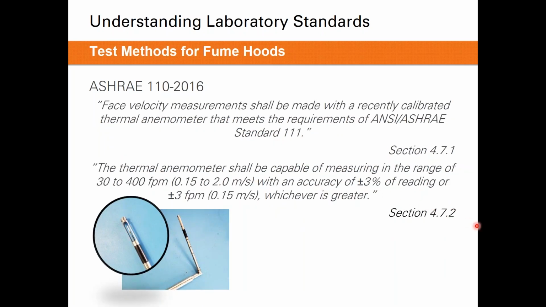The last thing that we'll discuss with ASHRAE 110 is the equipment that should be used for measuring face velocity. Face velocity measurements should be taken with a recently calibrated thermal anemometer that meets our ASHRAE standard of 111. This device should have the capability of measuring a range of 30 to 400 feet per minute with an accuracy of 3% of reading or 3 feet per minute.